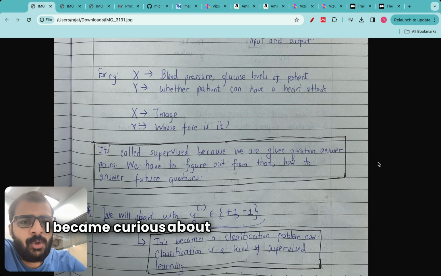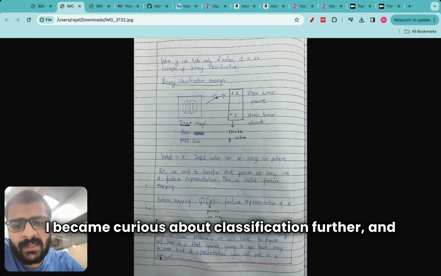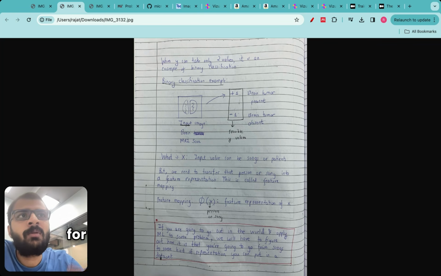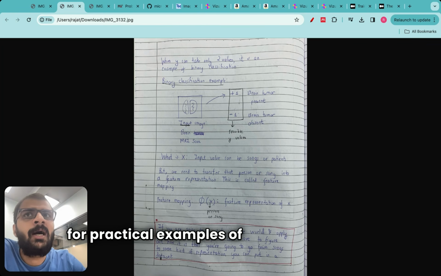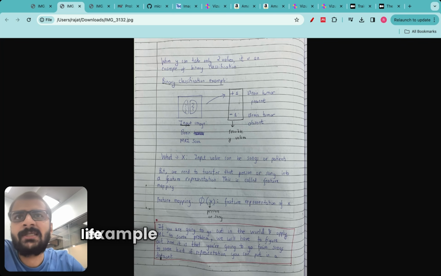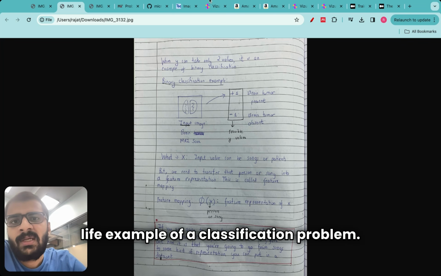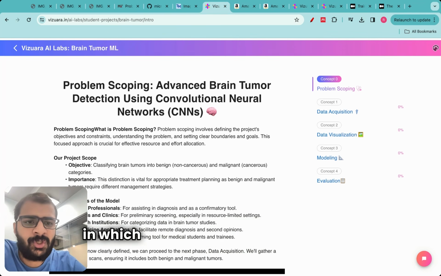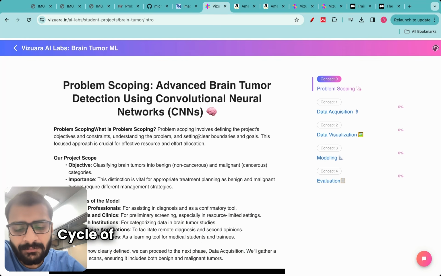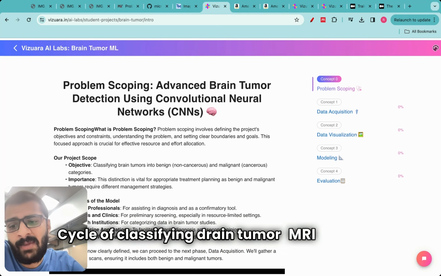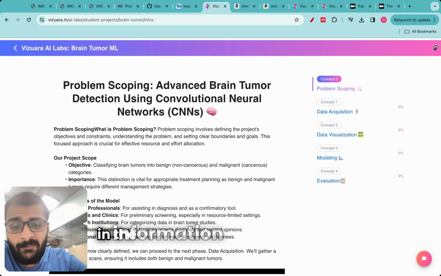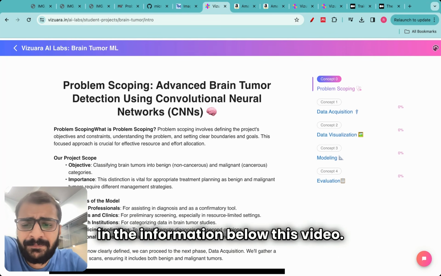I became curious about classification further, and as I explored the MIT's course, I wanted to look for practical examples of what can be a real life example of a classification problem. That's when I stumbled upon this particular website, which shows an entire AI project cycle of classifying brain tumor MRI images.